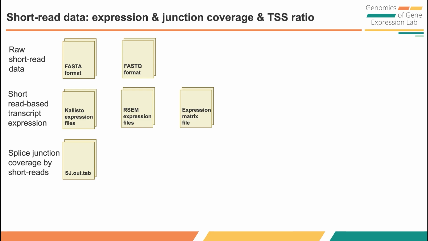The final one is short read BAMs, which should be obtained by mapping short reads against the reference genome using a splice-aware mapper, such as STAR. SQANTI3 QC will use this information to compute the TSS ratio.